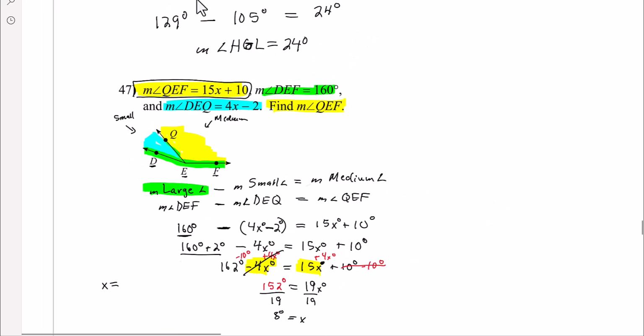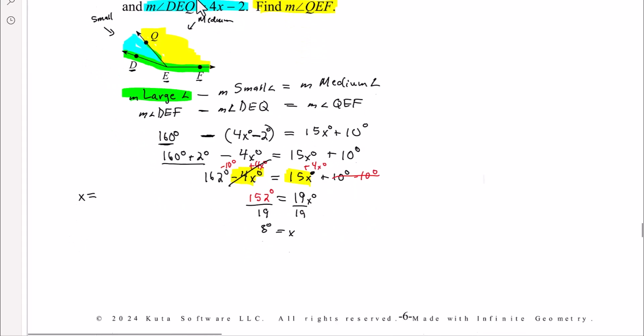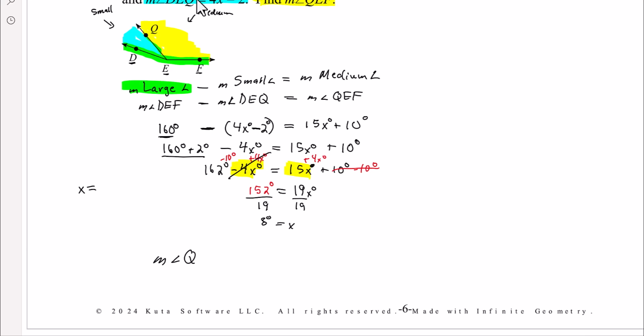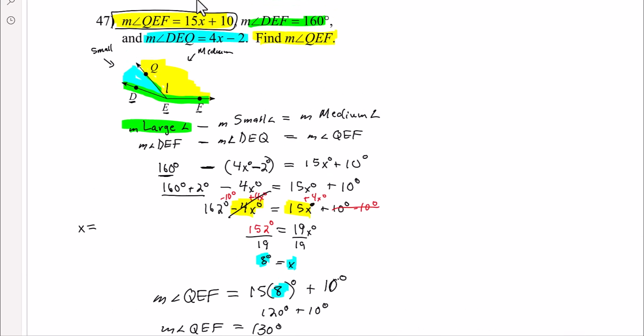All right, but it's asking us to find the measure of angle QEF. Well, the measure of angle QEF is 15x in degrees plus 10 degrees. Well, we just put an 8 in there, because remember, we just solved for what x is. So now, 15 times 8 is 120. 120 degrees plus 10 degrees. So the measure of angle QEF is 130 degrees. So if this is 130 degrees, the entire outside angle is 160 degrees. We know that this will be a 30-degree angle. They only asked for QEF, but that's how you'd find both.